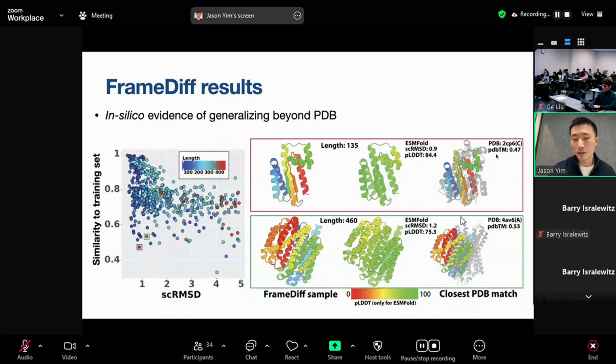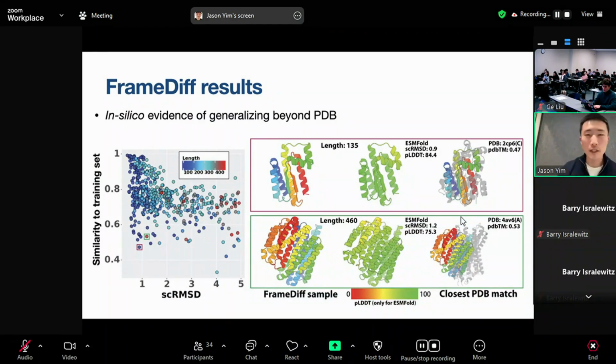And then the closest protein in the PDB to this, roughly it looks the same, but it is functionally very different. The TM score is 0.47, which means it's very different. And there's this bigger protein where the closest protein in the PDB is extremely different from it. So this is to show that these generative models don't just memorize the training set, but they also go beyond it. Okay, so that was FrameDiff.